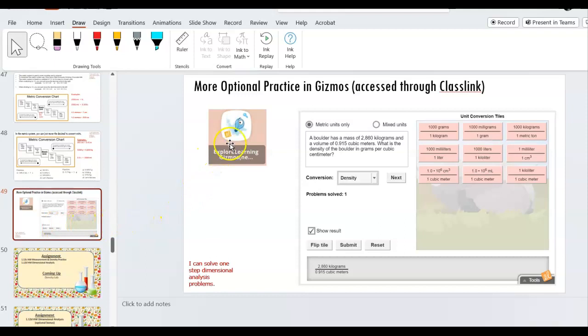So again, gizmos is in ClassLink. This is what it looks like. When you click on it, you should see it right there on your main screen, dimensional analysis gizmo, and you could go through it and practice any kind of dimensional analysis. Right now it's on density, but if you click this down arrow, you have choices that you could choose from. You're just going to pull these tiles down to the bottom in a way that they match up and you get the answer that you want. You could flip the tiles around so that units cancel. After you submit it, it gives you the right answer, and then you could try another one. Up here is metric units, or you could change it over to mixed units, which is probably a better bet to practice, and that is it.